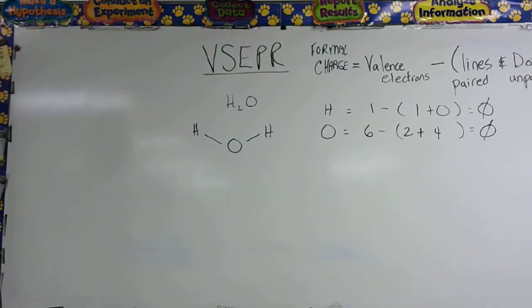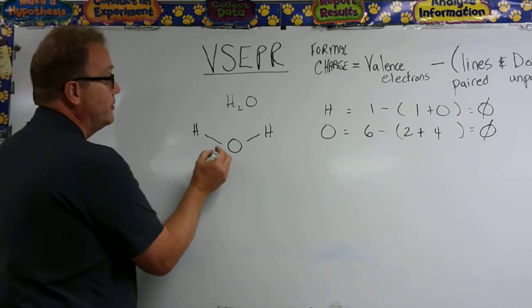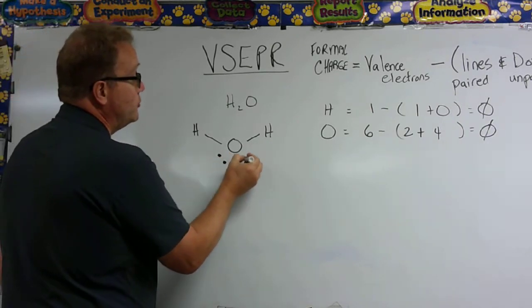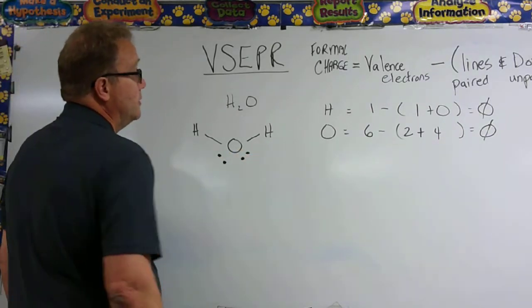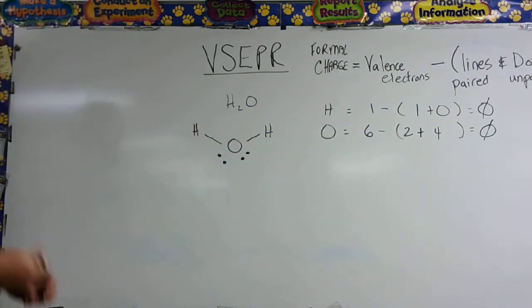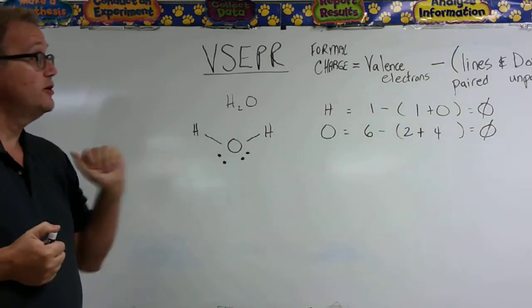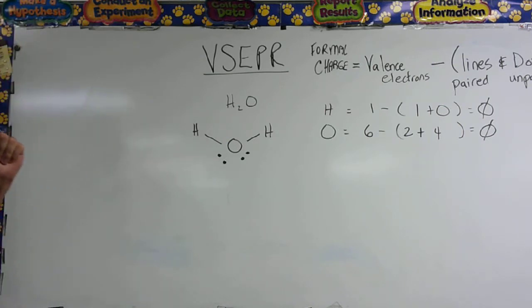Just remember, dots are going to go in pairs. I have to have 2 for each one. So when I'm looking at this, my second number is never going to be an odd number. It's always going to be an even number. So we have my structure here. This is actually the correct structure, and it's going to be based on formal charges.